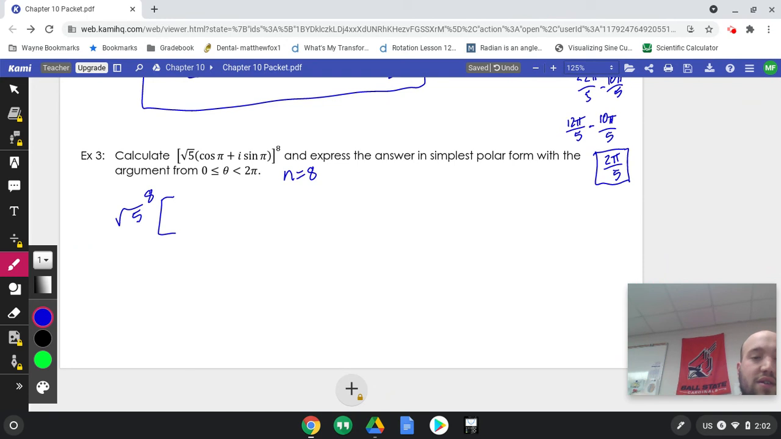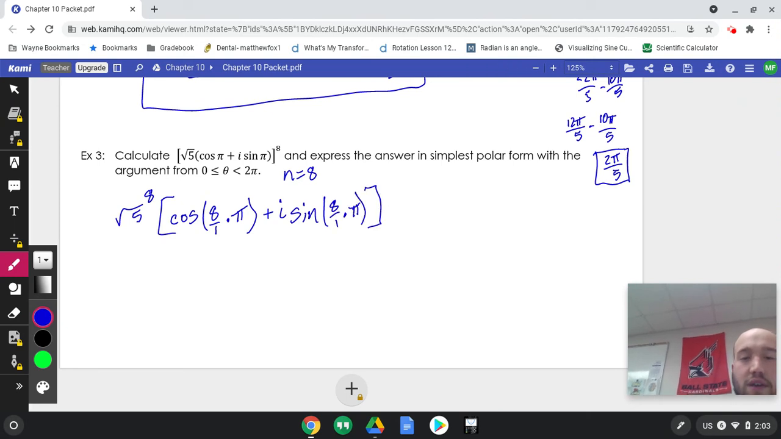And if we think about it, square root of 5 raised to the 8th, then cosine, and it's always whatever n is, so 8 over 1 times whatever theta is, so pi, plus i sine, and the same thing, 8 over 1 times pi. So 8 over 1 times pi will give us 8 pi.